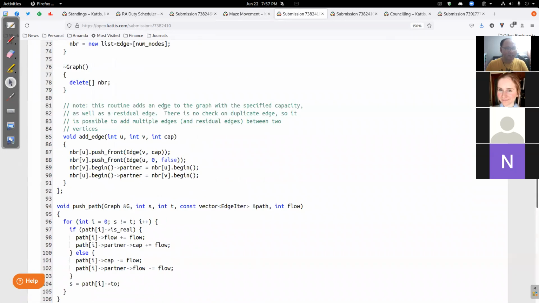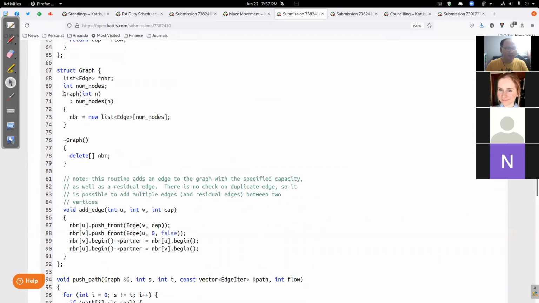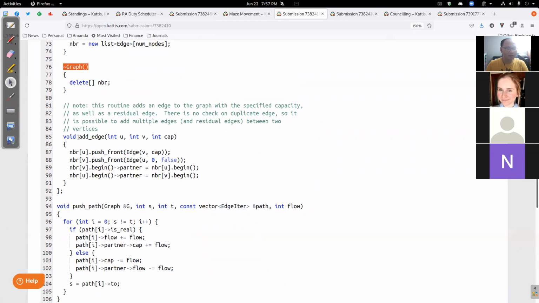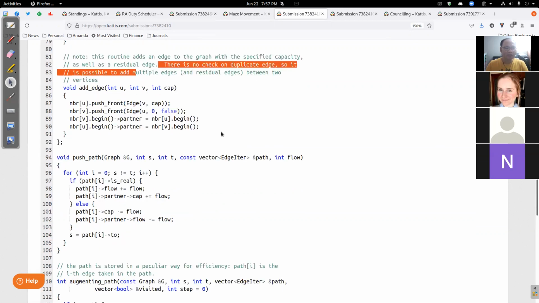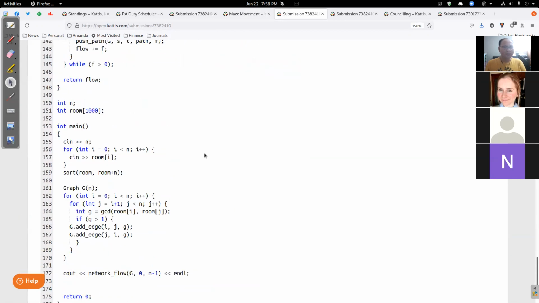And then a graph is this class, well, kind of like a class. The way you initialize it is just graph with the number of nodes. There's a destructor. And then if you want to add an edge from U to V with some capacity, you just call add edge. That's it. There is no check on duplicate edges, so it's possible to add multiple edges. And if you add multiple edges, it actually does mean that you have multiple pipes, each of which can pass whatever capacity you say.